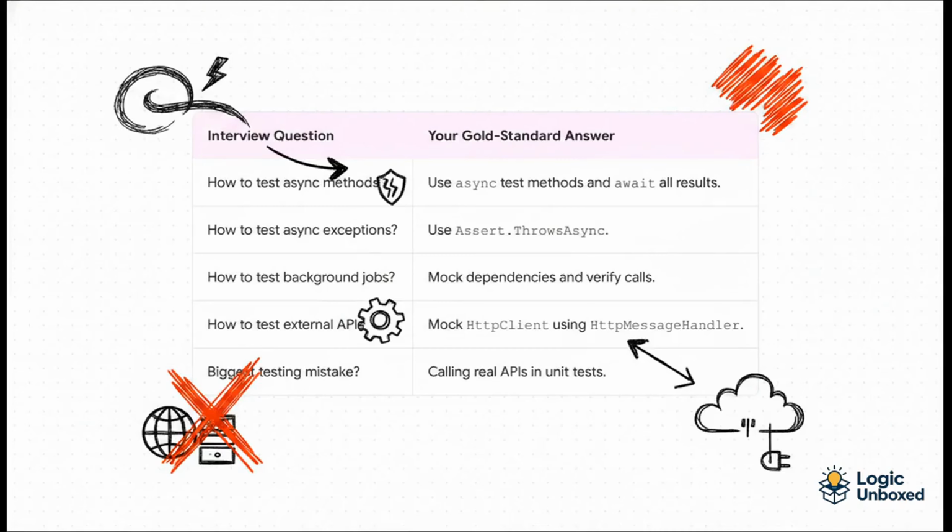Think of this as your interview cheat sheet. When they ask, how do you test async methods? You say, use async test methods and await all results. For async exceptions, use Assert.ThrowsAsync. Background jobs, mock dependencies and verify calls to confirm behavior. External APIs, mock HTTP client with a fake HTTP handler. And the biggest mistake of all, calling real APIs in unit tests. Those are your gold standard answers. They're clear, they're concise, and they immediately signal senior level thinking.